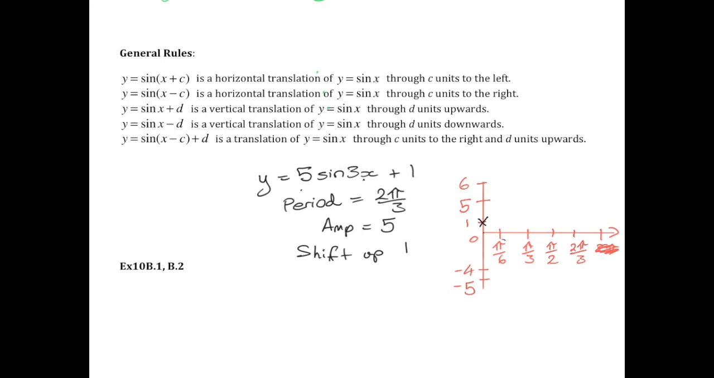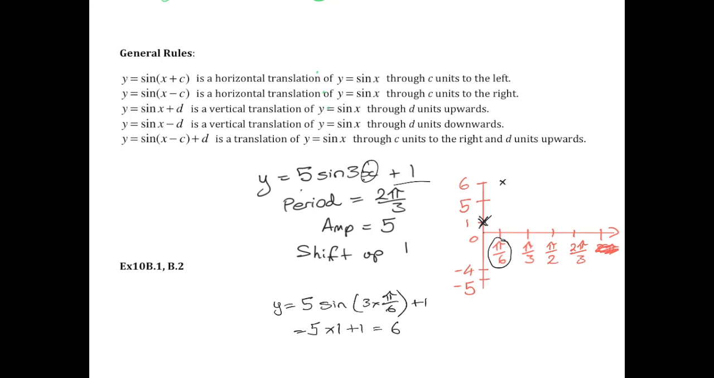Now, if you put pi on 6 in here, what's 3 times pi on 6? So y will be 5 sine 3 times pi on 6 plus 1. What's 3 times pi on 6? Pi on 2. What's sine of pi on 2? Unit circle, it's 90 degrees, so it's 1. So 5 times 1 plus 1 is 6. This is where it hits the top.